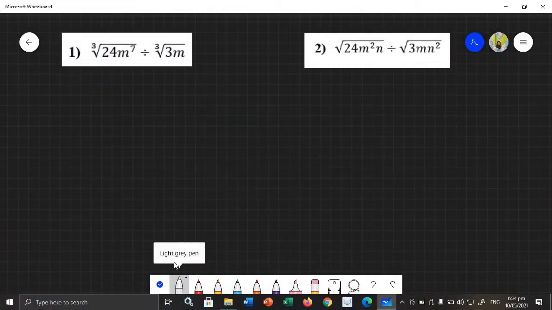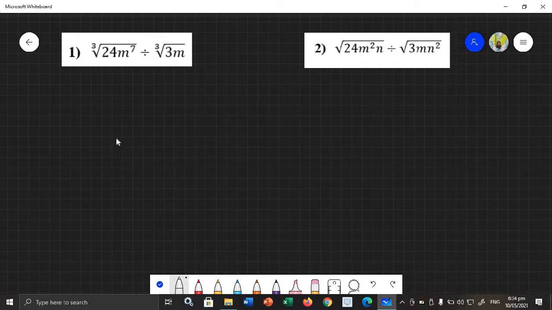Hi, for this video, we are going to talk about division of radicals. In dividing radicals, there are a lot of lessons integrated for you to divide radicals. The first one is the laws of radicals, of course, and then the laws of exponent, as well as rationalizing the denominator. So let's divide these two examples.